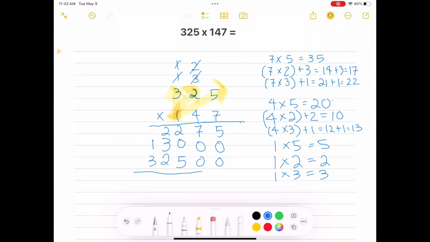And now we are ready to add those 3 rows of numbers together. And so you bring down the 5, you bring down the 7. 2 plus 5 is 7. 2 plus 3 plus 2 is 7. 1 plus 3 equals 4. Add the comma.